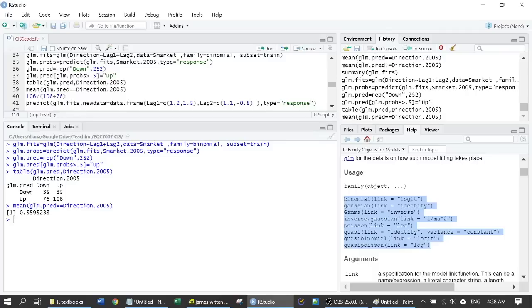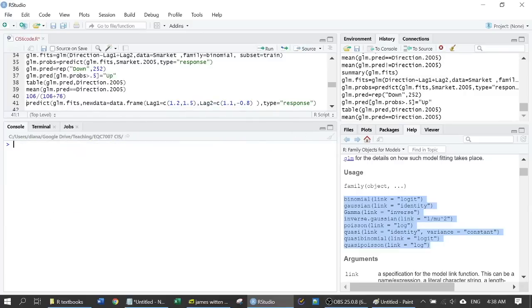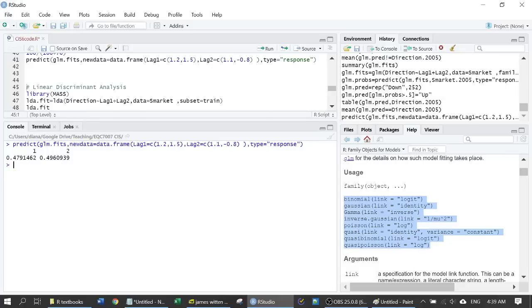Let's say the first leg you have 1.2 and 1.5, and the second leg you have 1.1 and 0.8. Based on these particular values, you want to predict the probability that it is going to be up or going to be down. So here we're going to run this. We're going to predict based on the glm.fits, and we're going to predict this based on the new data.